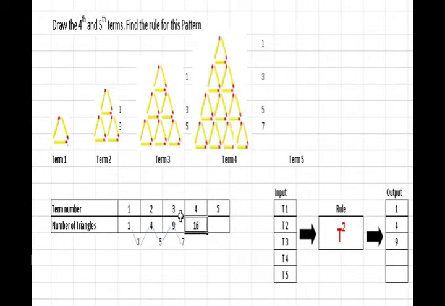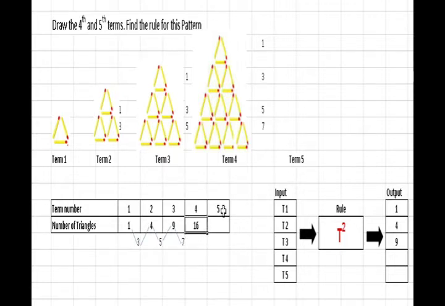Do you see a pattern from the term number to the number of triangles? If I multiply 1 by itself, 1 times 1, I get 1 as an answer. If I take the 2 from term 2 and multiply it by itself, 2 times 2, I would get 4 as an answer. And if you take the 3 from term 3 and multiply it by itself, 3 times 3, you should get 9 as an answer. So 4 times 4 is 16.